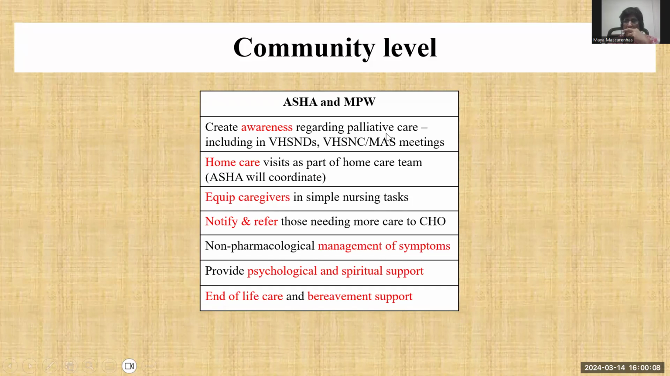Okay. What is palliative care? So when they attend the VHND, there'll be a committee VHSNC meeting, or when they're with the community, they'll explain this is what palliative care means. This is what you can do. This is what we together can do. Who can read the second point?